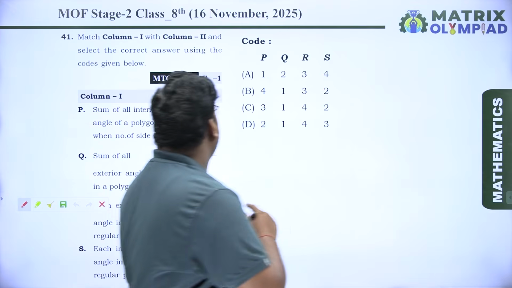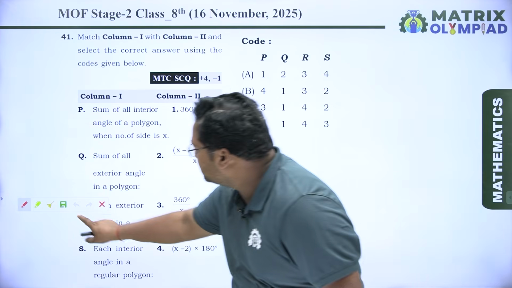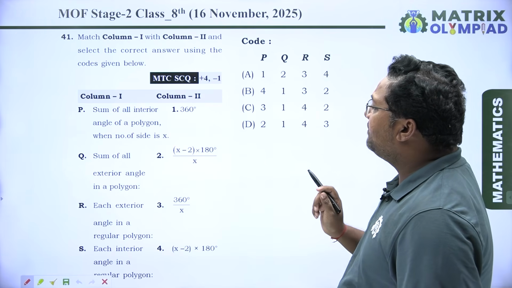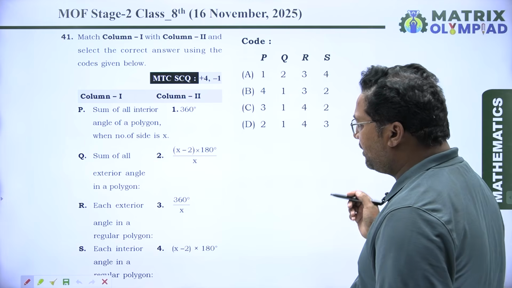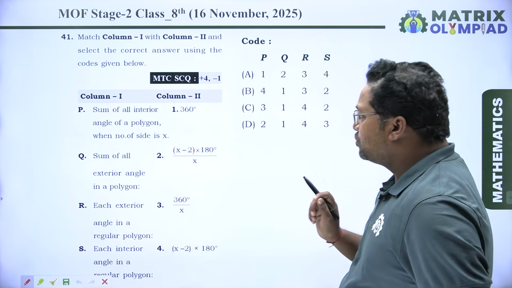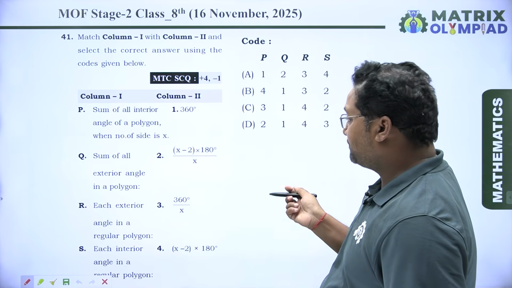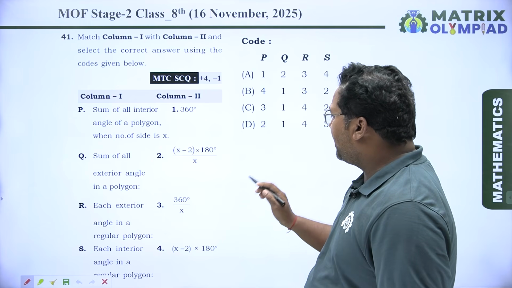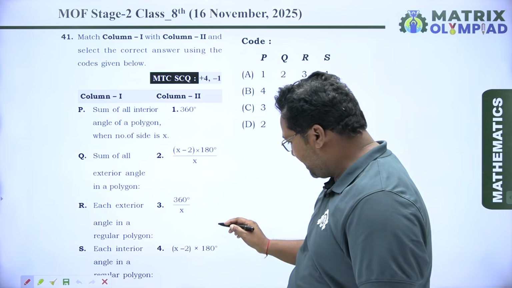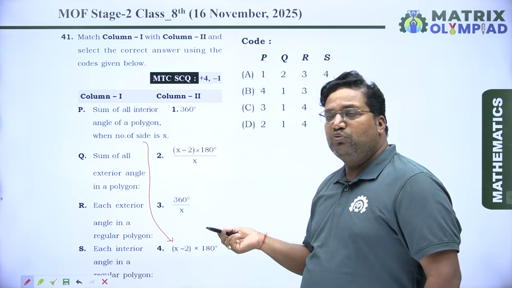Next question is: match column 1 with column 2 and select the correct answer using the codes given below. So first statement is the sum of all interior angles of a polygon when the number of sides is x. The sum of all interior angles of a polygon is n minus 2 into 180. Here the number of sides is given x, so it is x minus 2 into 180. It means for P, fourth one is true.